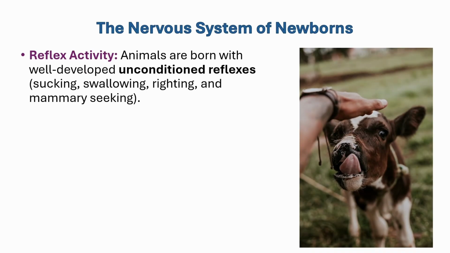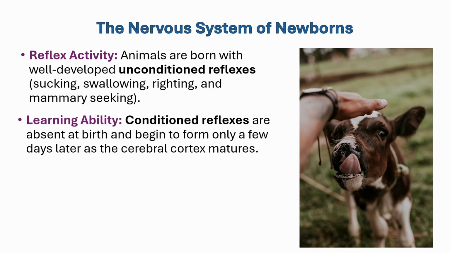Let's shift our focus to the nervous system of newborns. From the first minutes of life, we observe a complex set of reflex activities. Animals are born with fully functional, unconditioned reflexes, which are essential for immediate survival. These include the sucking and swallowing reflexes for nutrition, the righting reflex to stand up, and the mammary seeking behavior.